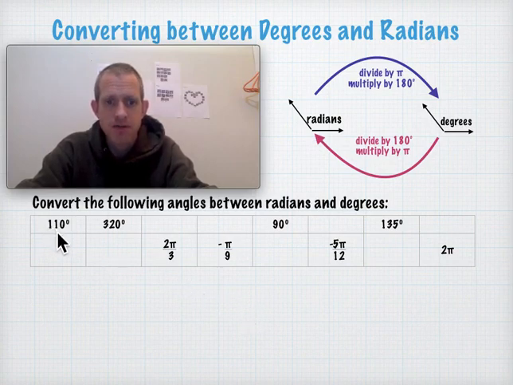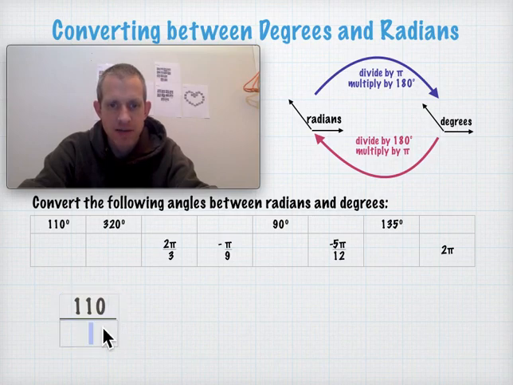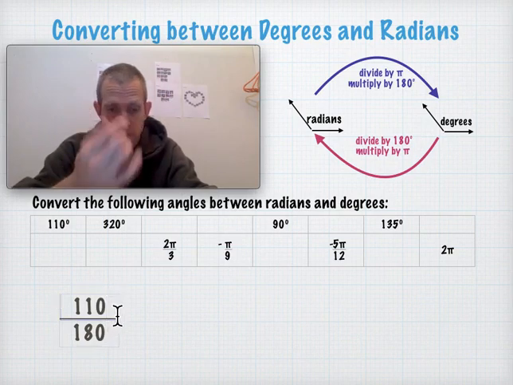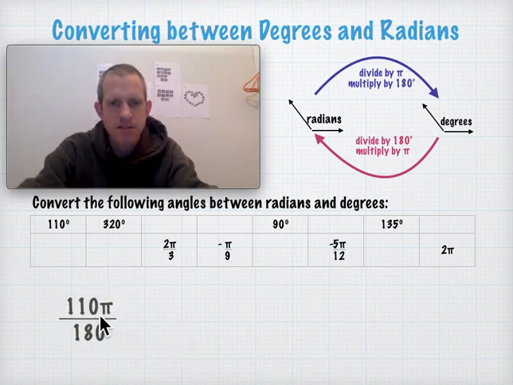Let's start by trying to convert 110 degrees into radians. And so to do that, the first thing I'm going to do is write 110 degrees. And I want to divide that by 180 and then multiply it by pi. And so to divide by 180, I'll simply write it as divided by 180. And then to multiply by pi, I'm not going to actually use a calculator and multiply by pi. I'm just going to write pi at the end of this. And this is a fraction that's equivalent to 110 degrees written in radians.